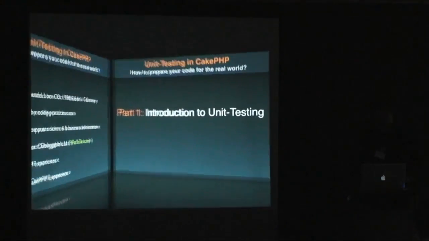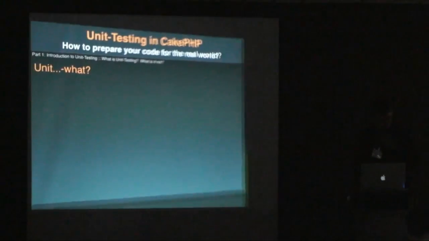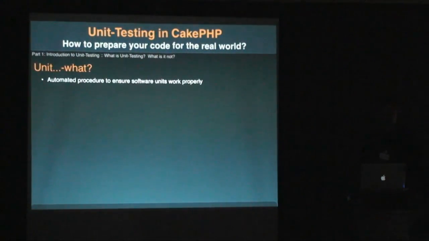Okay, part one, introduction to unit testing. According to Wikipedia, unit testing is an automated procedure to ensure your software units work properly. You might wonder what units are. There are two types of units. If you go the procedural way of programming, then your functions are considered the units, because a unit in general is the smallest testable unit you have in the system. And if you go the object-oriented programming way, as most of us are doing, then the units are the object methods.